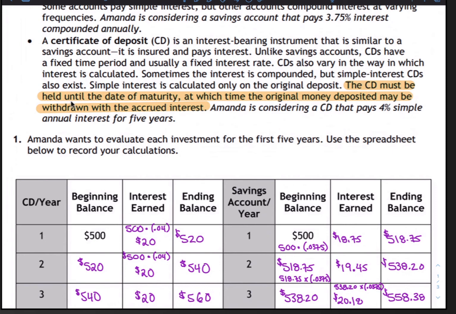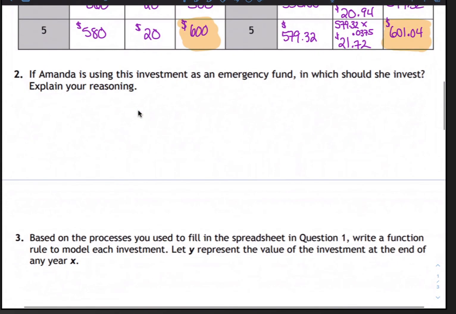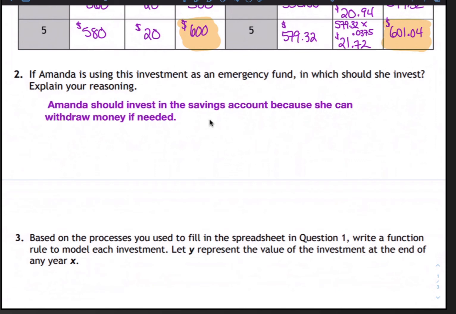So the CD must be held until the date of maturity, at which time the original money deposited may be withdrawn. So she would have to wait the full 5 years before she could withdraw any money from that account. So, if Amanda is using this investment as an emergency fund, in which should she invest? I would say that Amanda should invest in the savings account, not the CD, because from the savings account she could withdraw money anytime if needed.